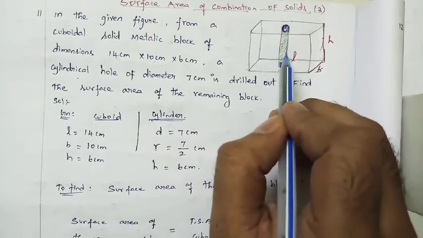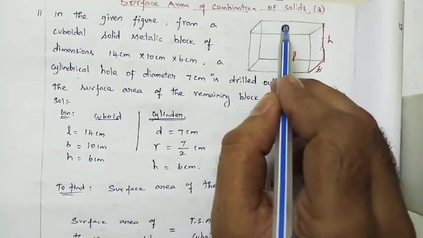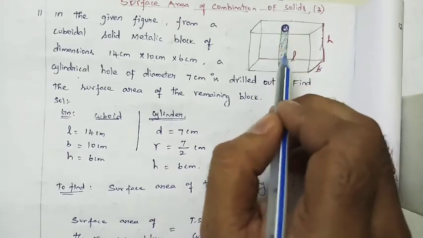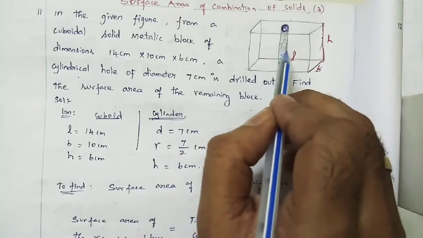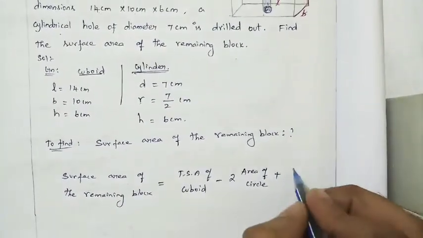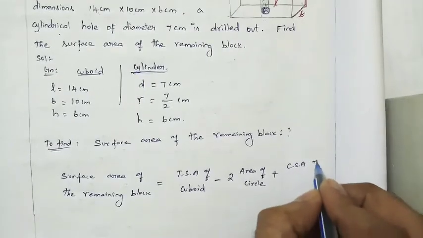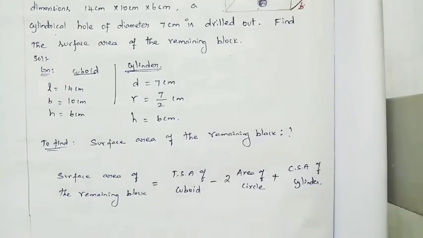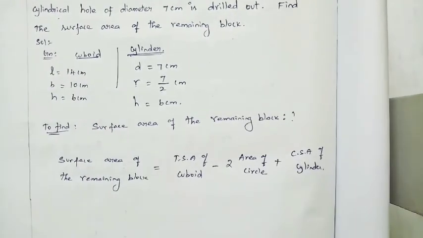What is that area? The curved surface area of a cylinder. There is no top and no bottom because we have removed them inside the cuboid. We have the total curved surface area of a cylinder, the CSA of the cylinder. Now we know all the formulas, so we can substitute and simplify to get the solution.